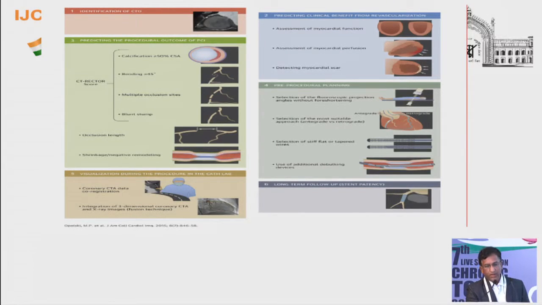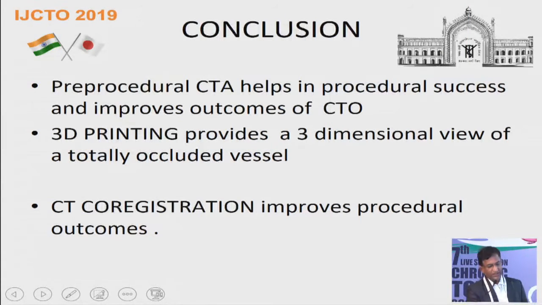I want to conclude by saying that CT is very important, not only in identification of CTO, it also helps you in predicting the clinical benefit of revascularization. It helps you in planning the procedure. It helps you predict the procedural outcomes of CTO PCI. It also helps you in visualization of the procedure by using CT co-registration in the lab. It also tells you about long-term follow-up and the patency of the stent.